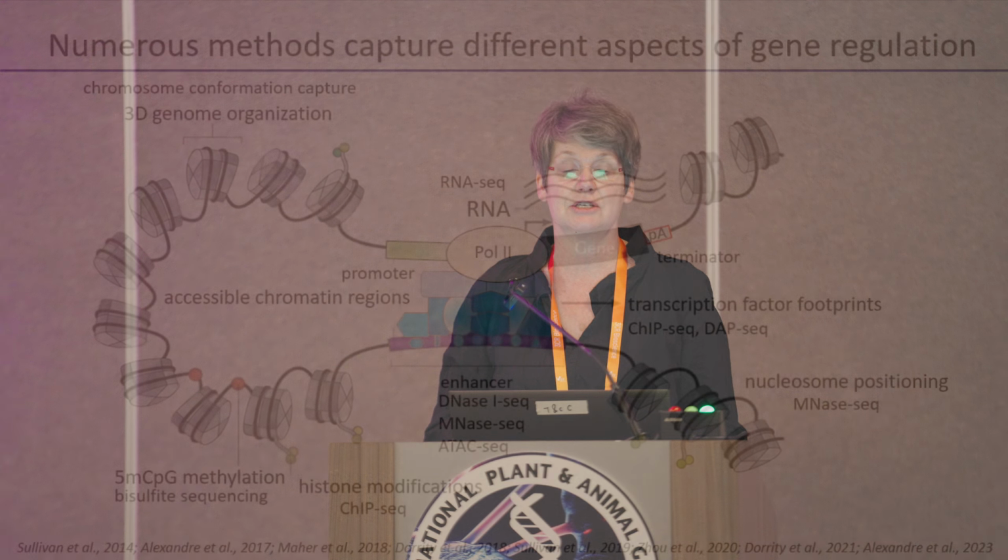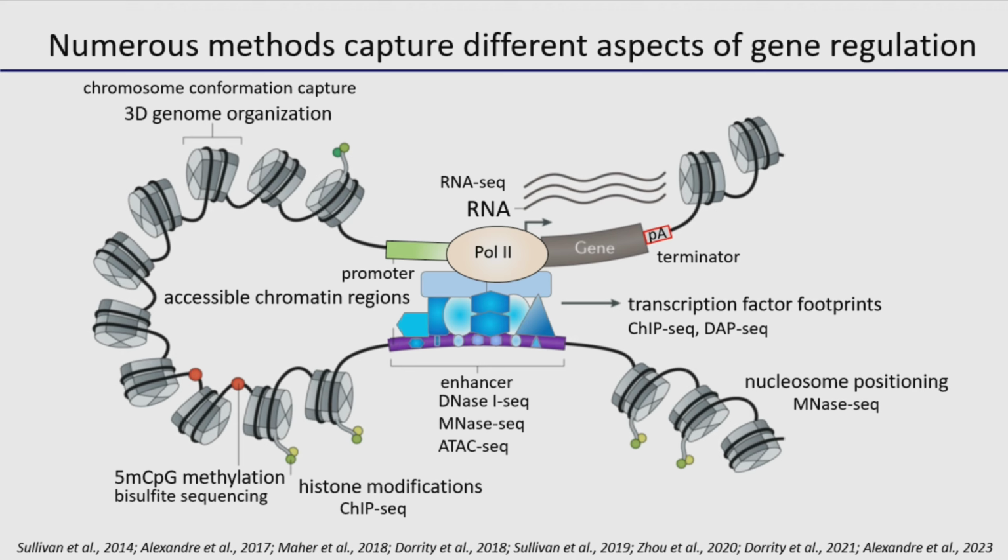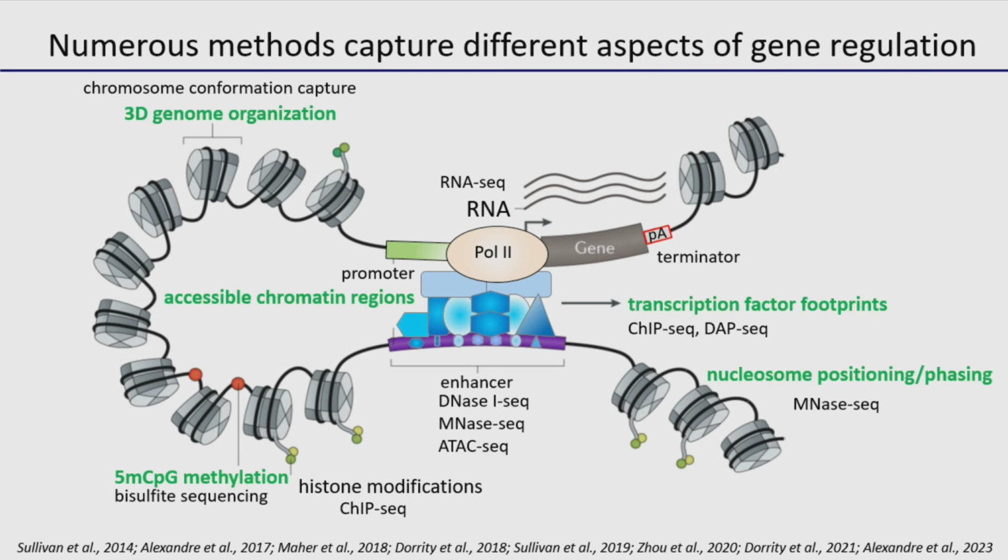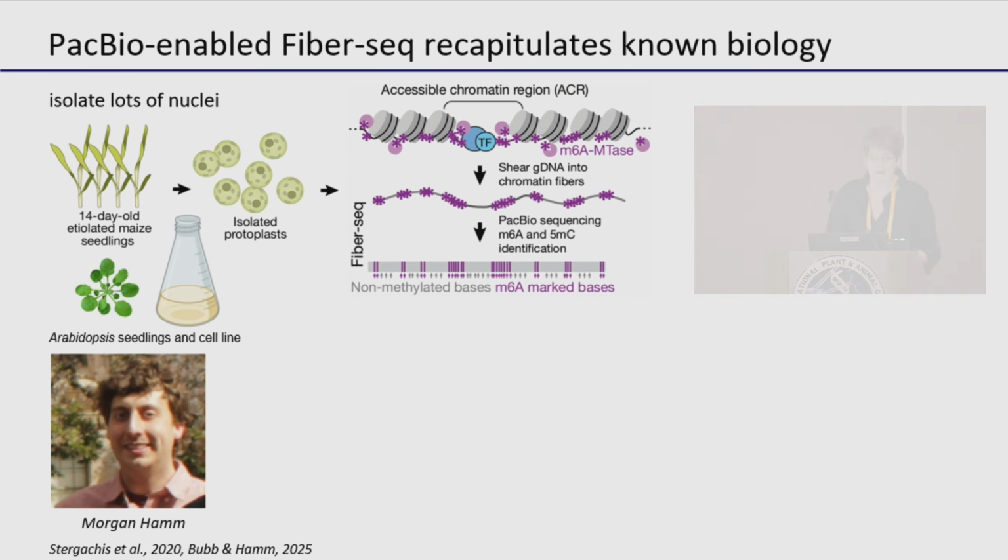Currently most people use a number of different assays to capture the different features of gene regulation. Of course, accessible chromatin, which are the regulatory elements, nucleosomes, histone modifications, chromatin conformation, and of course DNA methylation as well. Now, Fiber-seq can do, for all of these features that I highlight here in green, all of this you can do from one assay, Fiber-seq, which is rather amazing, and relies, of course, on long reads and is PacBio-enabled.